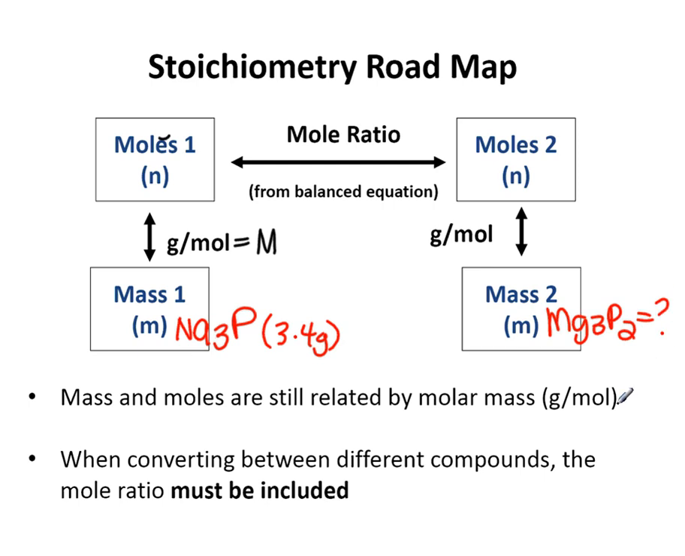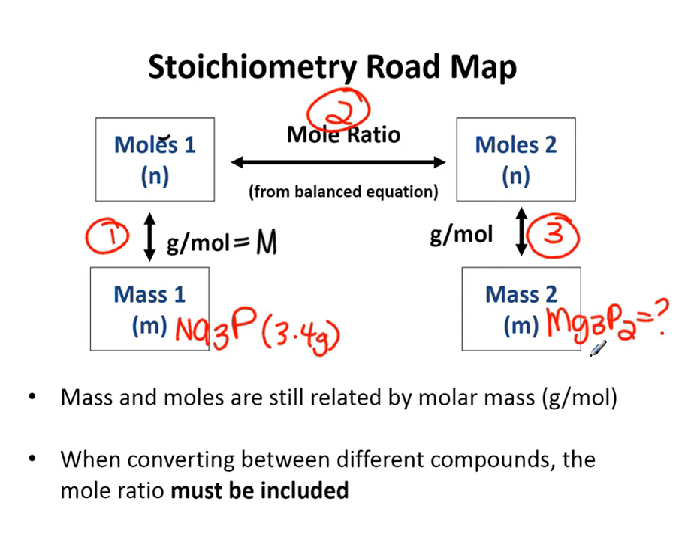If we look at the arrows, there's no arrow connecting the two masses, so we can't take that route. We have to follow the road. So our first step would be step 1. Find the number of moles of sodium phosphide using its molar mass. Once we have moles, then we introduce that new step with mole ratio. But this time the ratio is going to be between sodium phosphide and magnesium phosphide. Once we have moles of our product, the last step is converting it to mass, again using molar mass, but this time the molar mass of our product, magnesium phosphide.